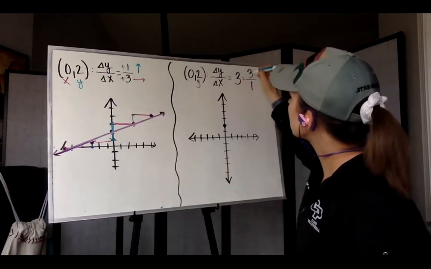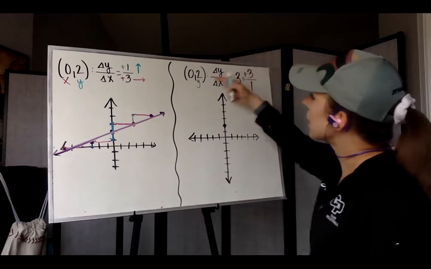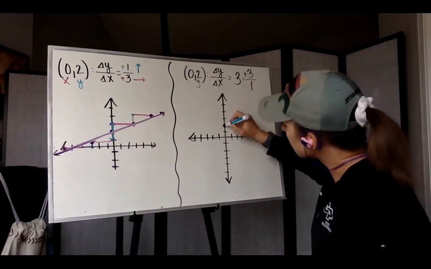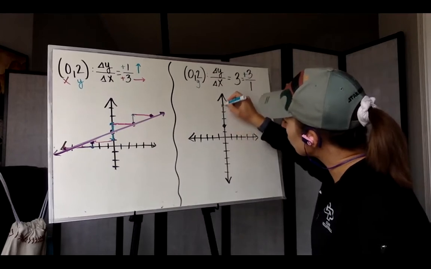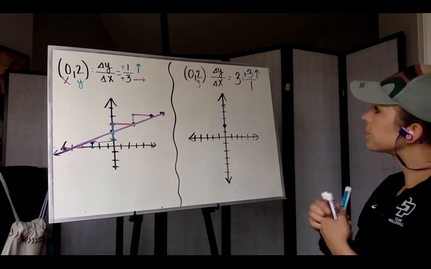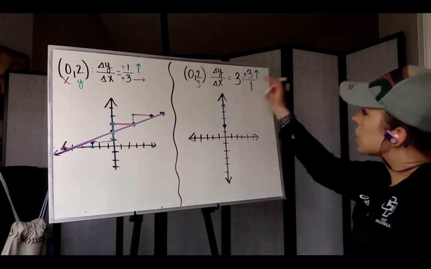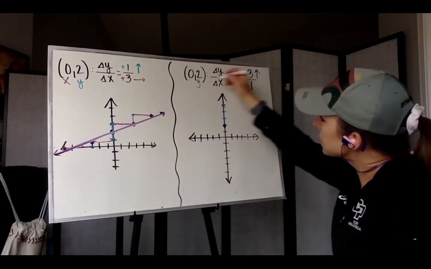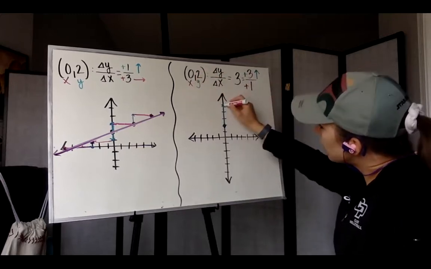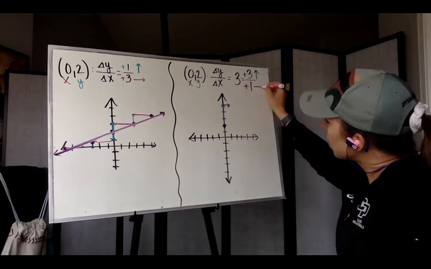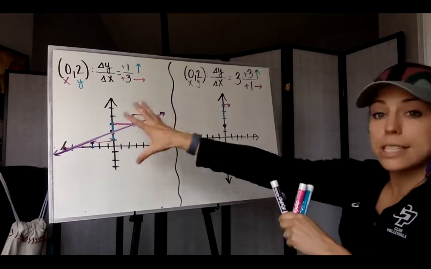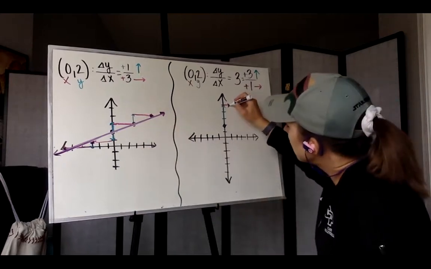But over here, it looks like our change in y is increasing 3. So if I start at 2, 2 plus 3 is 5, which means I'm going up 1, 2, 3 to where y is 5. So this means I'm going to go up 3. Next is my change in x. It looks like my change in x is a positive 1. So if I start at 0, I'm going to add 1. Going from 0 to 1 means I'm going right 1. So I went up 3, right 1, very similar to what happened over here.